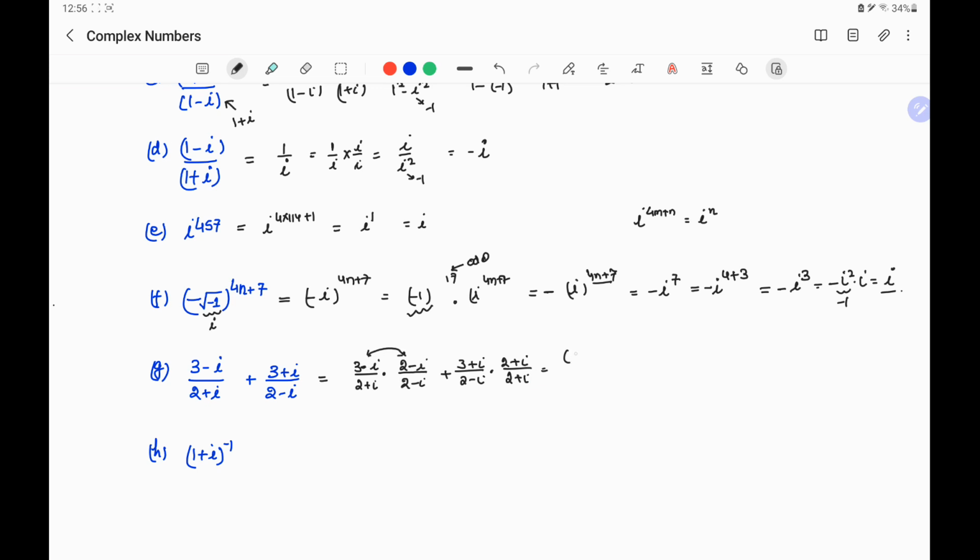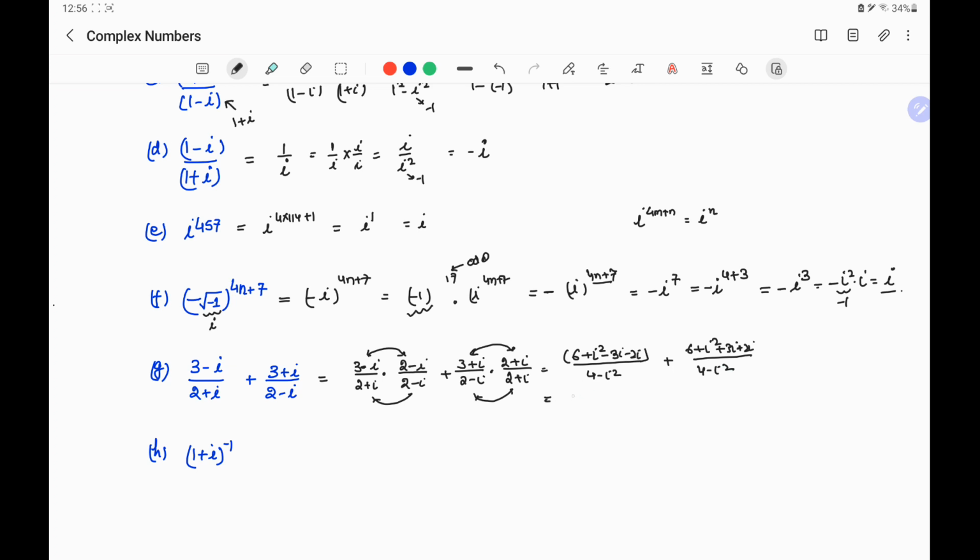Now simplify. We multiply these two terms. So we will have 6 + i² - 3i - 2i divided by, and on multiplying these two terms, it is (a + b) and (a - b), so it is a² - b². Therefore, we will have 4 - i². Similarly, the other term will be multiplying the numerator terms. It will be 6 + i² + 3i + 2i divided by, again, 4 - i².